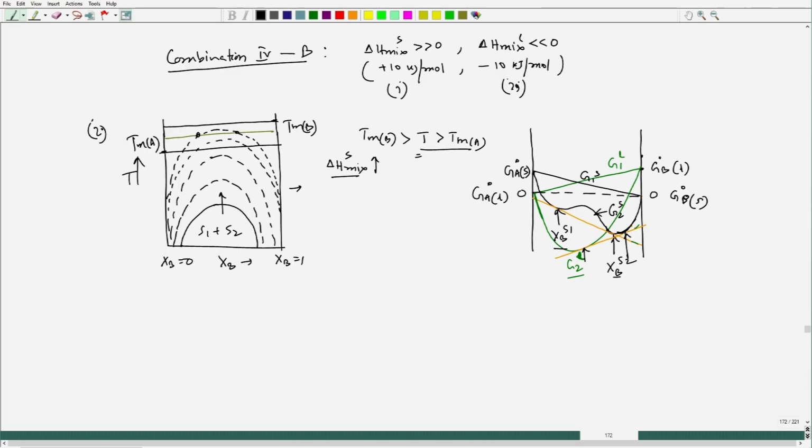Now, moving upward means, as a function of temperature, as we increase the temperature from low temperature to high temperature, this situation can arise at some point. Okay. Let us see that part.